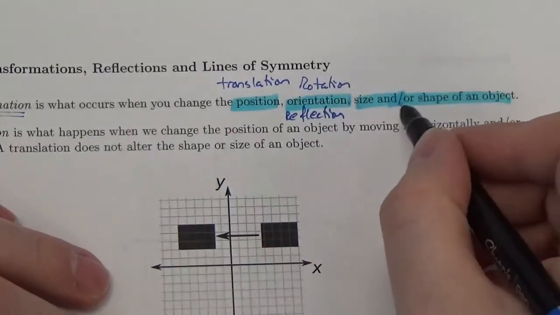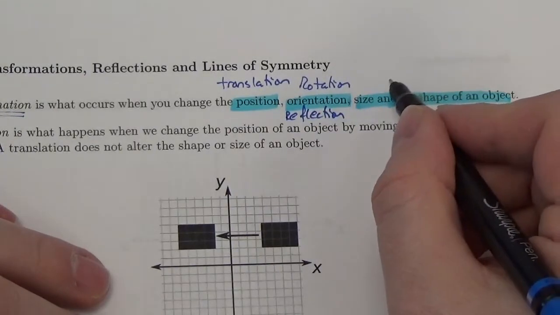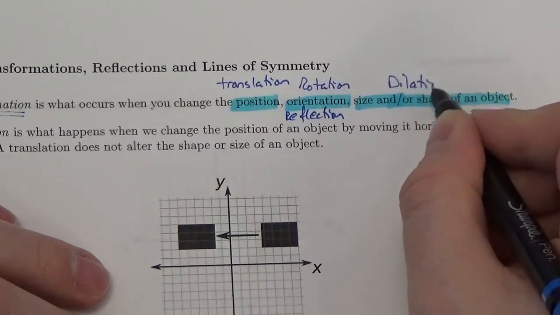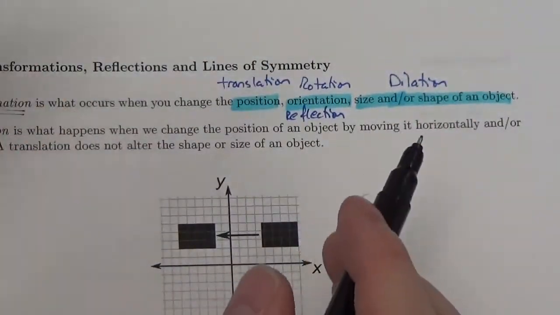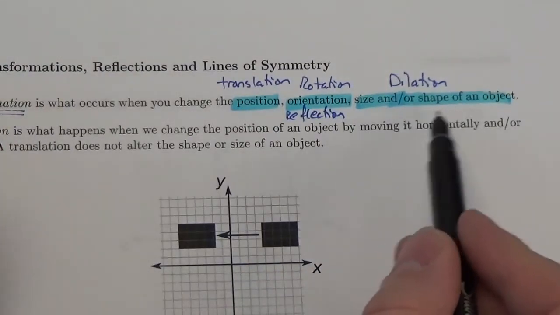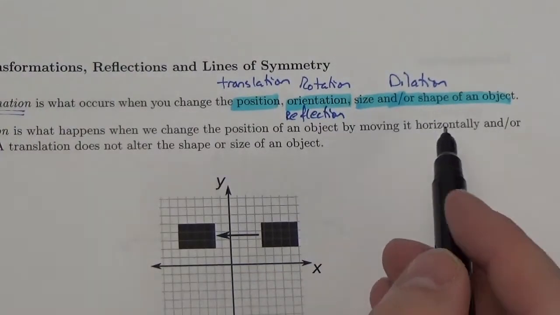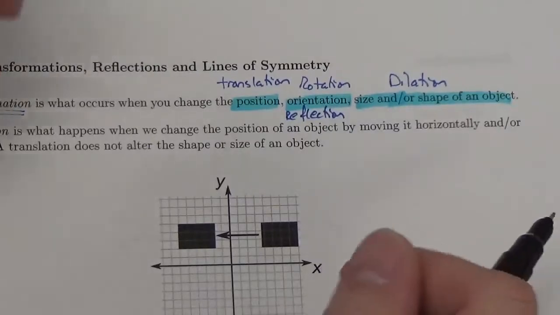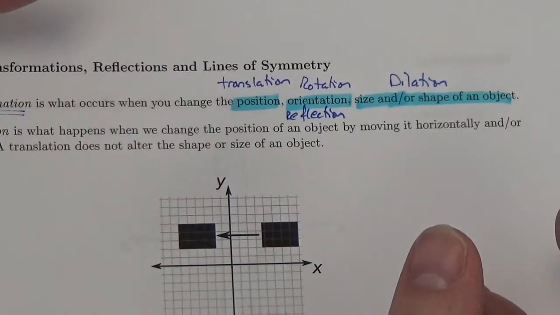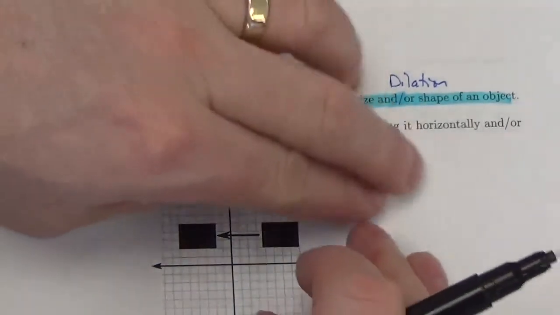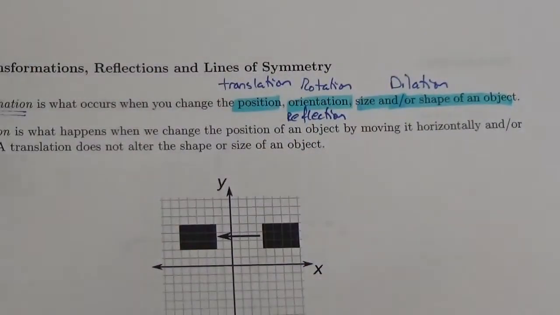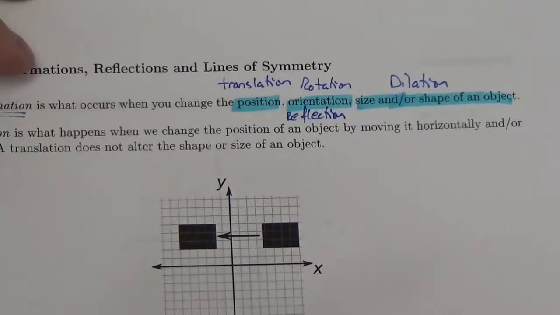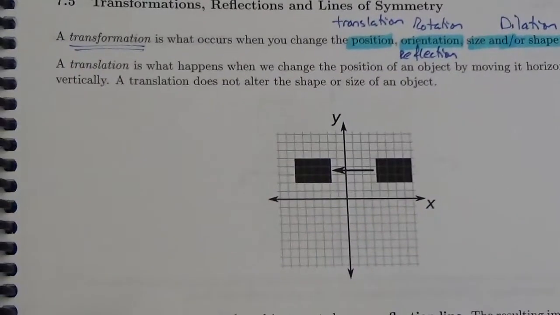We could change the size and or shape of an object, and we usually think of this as a dilation, where it's getting bigger or smaller, but maybe we're only stretching it in one direction, which is why we say we change the shape of an object. It's not like we're taking a square and turning it into a circle when we say we change the shape. Mostly you think about a square, then you stretch it in one direction so it becomes a rectangle. Something more like that. Anyway, let's take a quick look at what we mean by these.